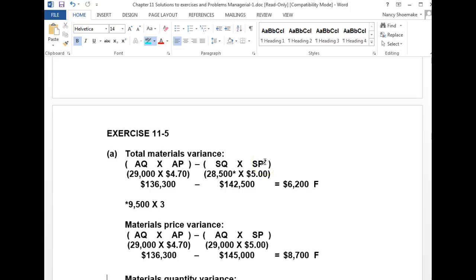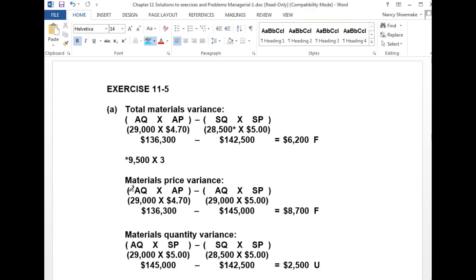Actual quantity times actual price is 136,300. But our standard quantity times our standard price was 142,500. So we are favorable here, 6,200, aren't we? And we came up with our standard quantity at how many units, how many materials to produce a unit, and we produced 9,500 units.